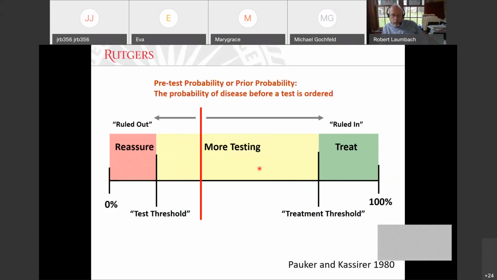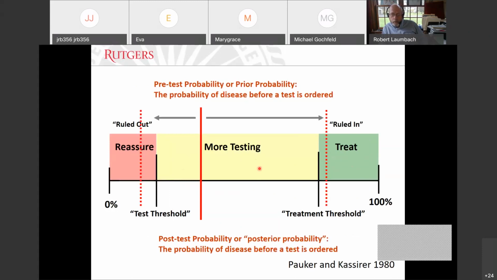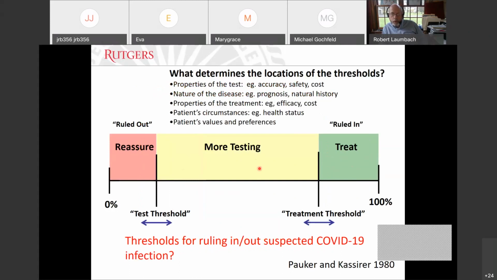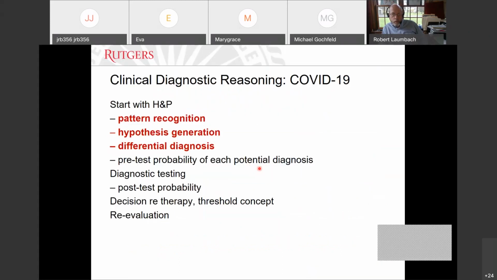And there's, again, various reasons why we might consider more testing depending on the costs of false positive or false negative diagnoses, as well as the costs or potential harms of the testing itself. So we again want to move beyond those thresholds. I just mentioned those things. So for clinical diagnostic reasoning for COVID-19, we're going to start with our pattern recognition, hypothesis generation, differential diagnosis.